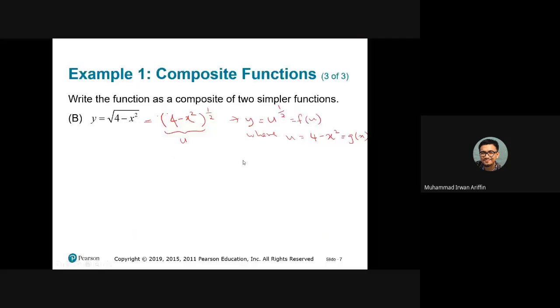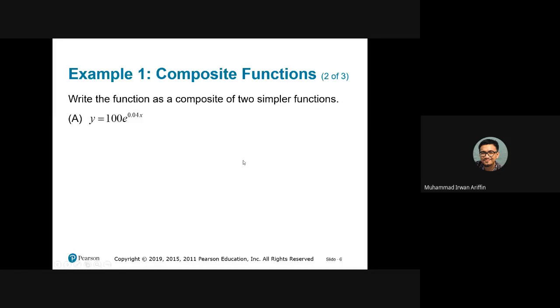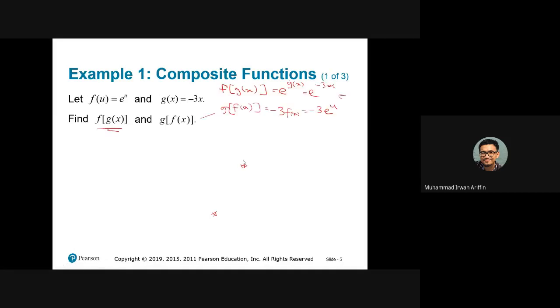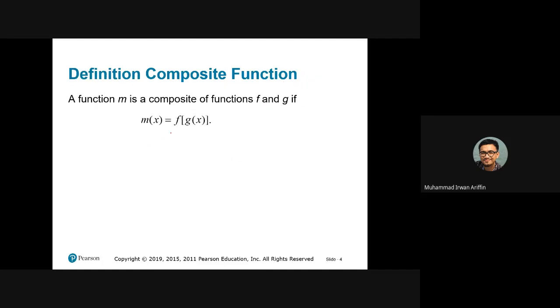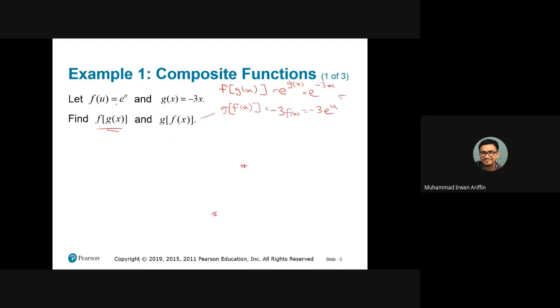So when we deal with a composite function, such as this, when we differentiate, this is the original function given. So we have f of u is e to the power of u and g of x is negative 3x. So for instance, if we are dealing with this function, what is our f of g of x? Our f of g of x will be e to the power of negative 3x.